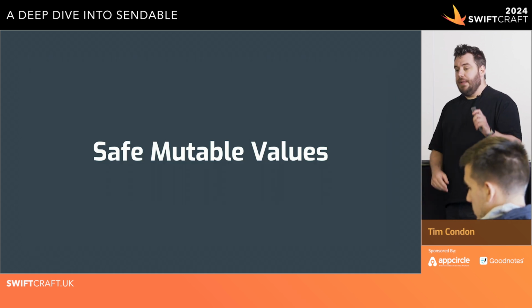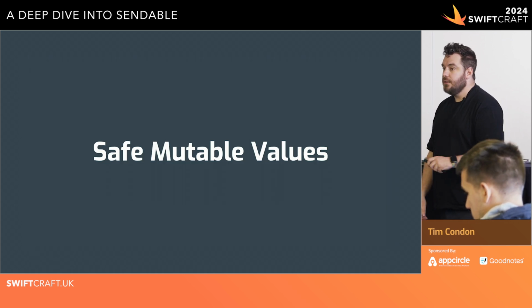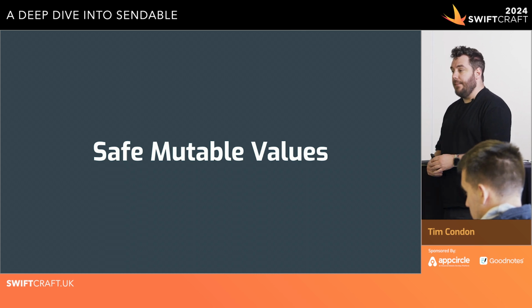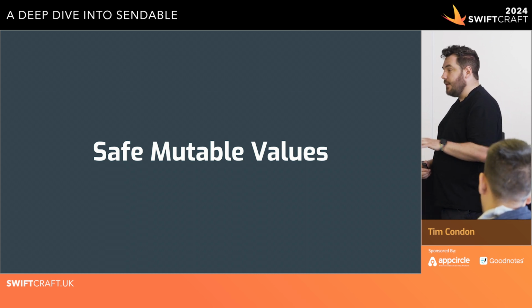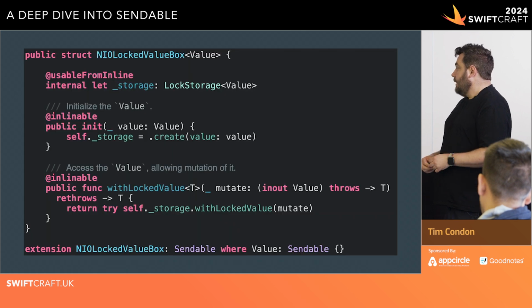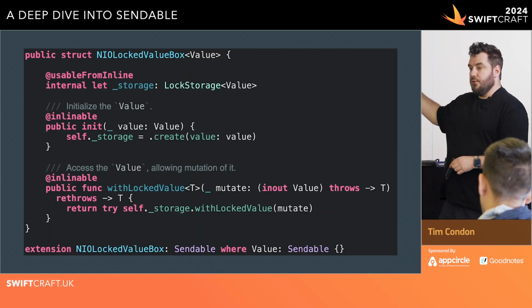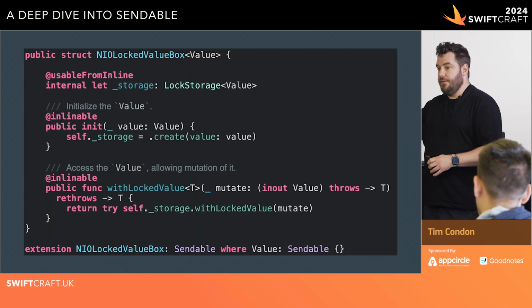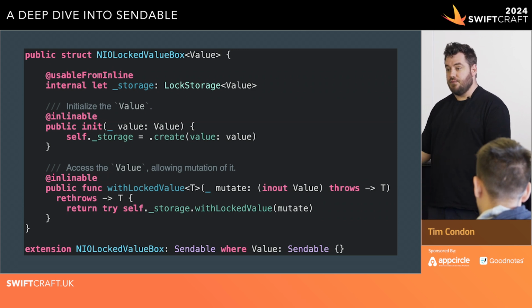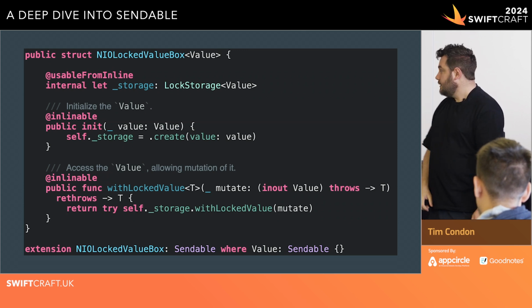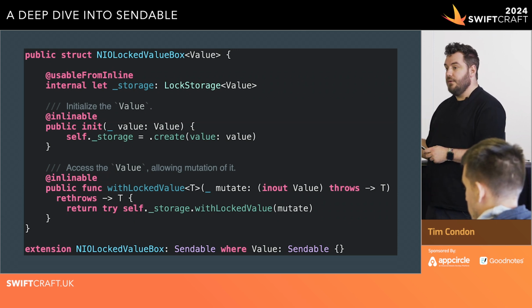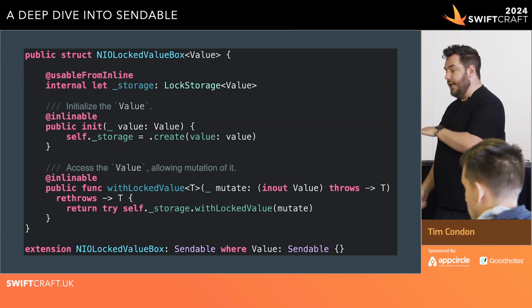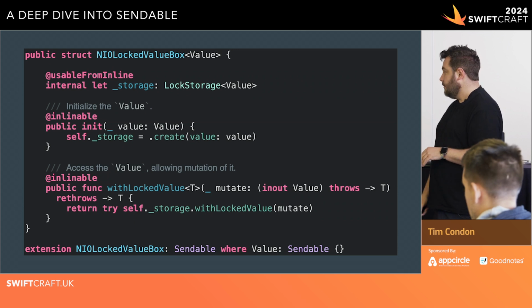So how do we actually handle safe mutable values outside of actors and outside of the other stuff that I've just shown you? You have a couple of options. In the server world, we have something called NIOLockedValueBox, and you can actually write this with a regular lock as well. This basically just wraps each property in a lock. You don't really need to worry about the code there, but if the value itself is Sendable, then anything that uses NIOLockedValueBox will be Sendable.